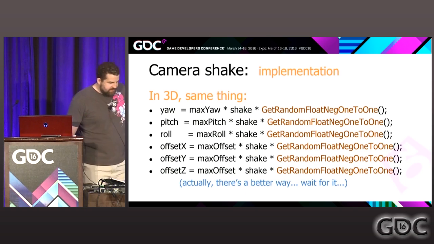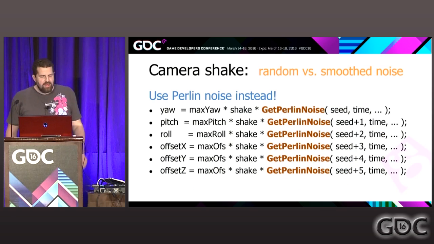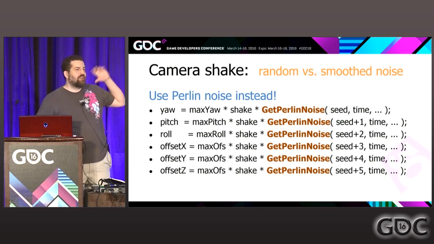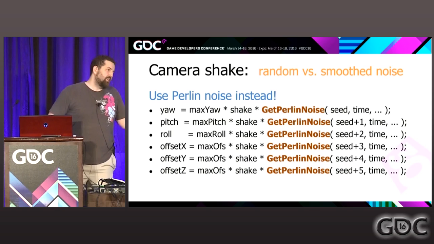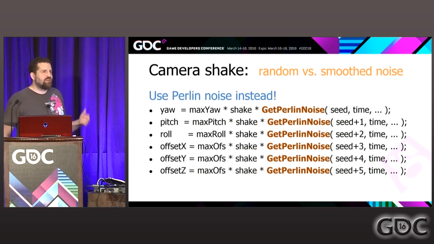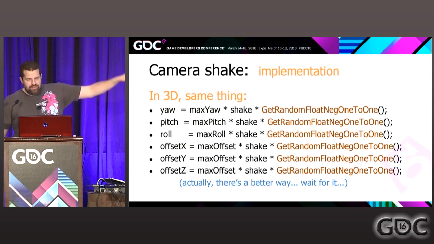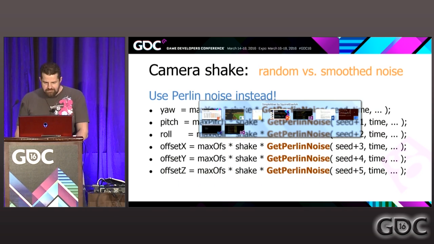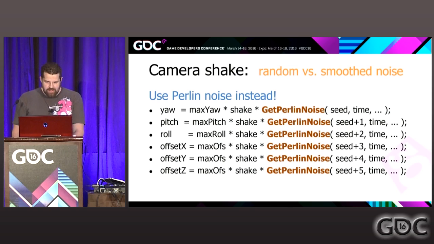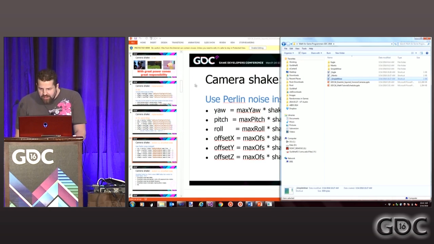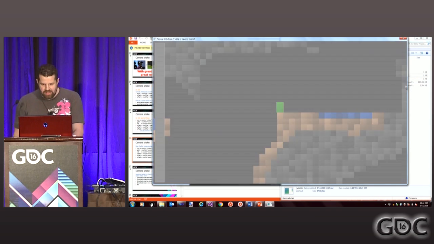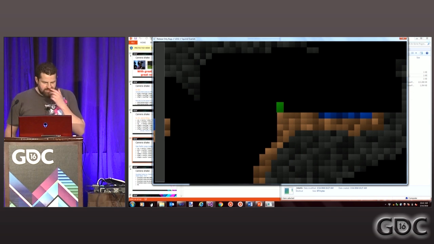There is a better way to do this, and we'll show why. If you've ever heard me talk before, I'm a big fan of Perlin Noise, and so I'm going to suggest we use something like Perlin Noise, or some smooth fractal noise, instead of just this random. Why do I think that? So if I go back to this demo, let me give some examples of why Perlin Noise is superior.